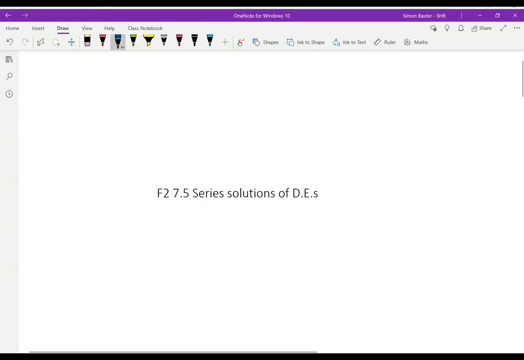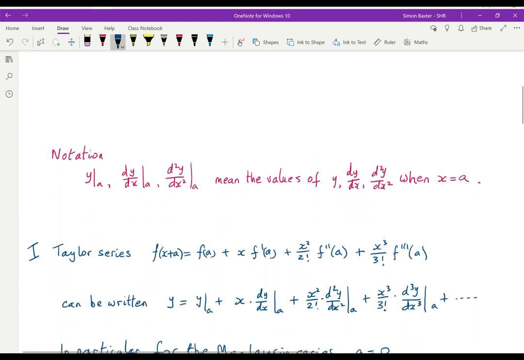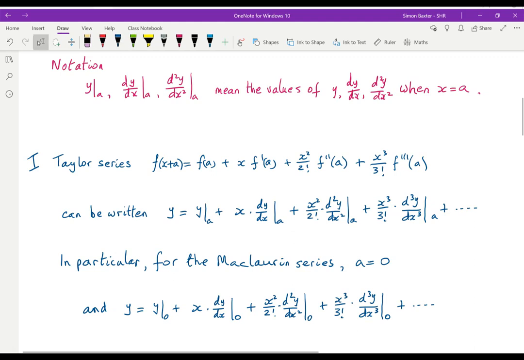In this video, we shall see how we can use an infinite series to solve some difficult differential equations. Before we get into that, a little bit of notation. When I write y with a straight line a, or dy by dx, a, or d2y by dx squared, a, what I mean is the value of y, or dy by dx, or d2y by dx squared when x equals a.